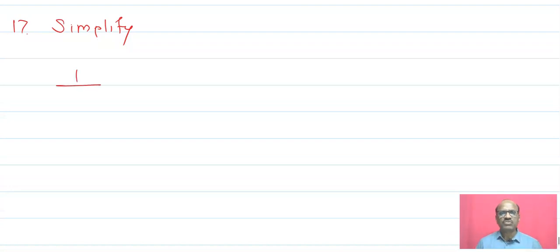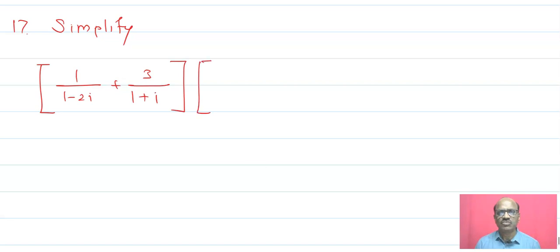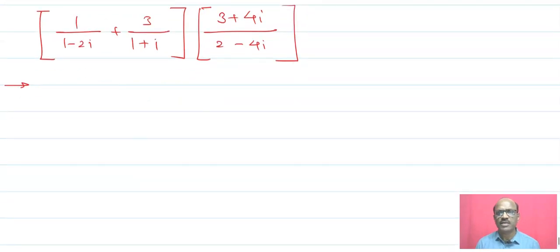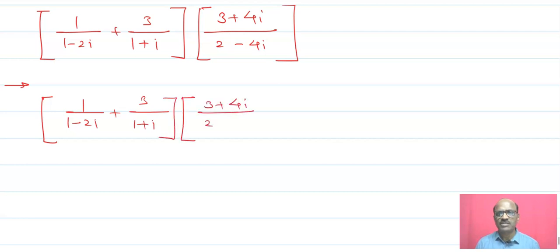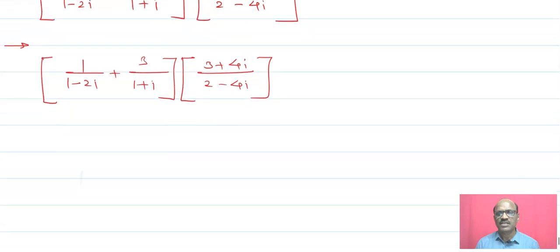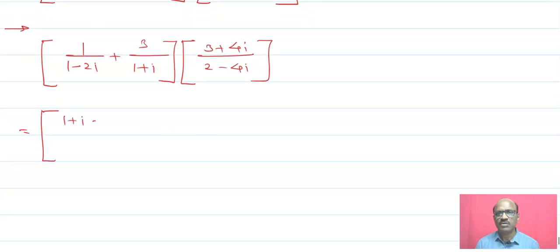Simplify. Now question number 17. Simplify 1 upon 1 minus 2i plus 3 upon 1 plus i into 3 plus 4i upon 2 minus 4i. Now here 1 upon 1 minus 2i plus 3 upon 1 plus i into, in next bracket, 3 plus 4i upon 2 minus 4i. Now here we will make the cross multiplication.